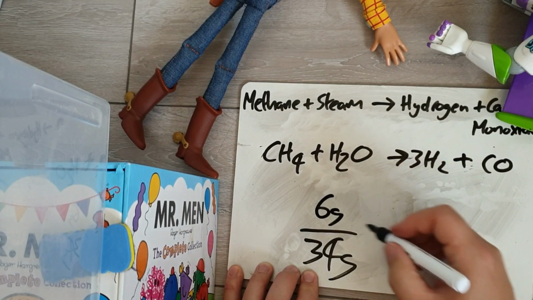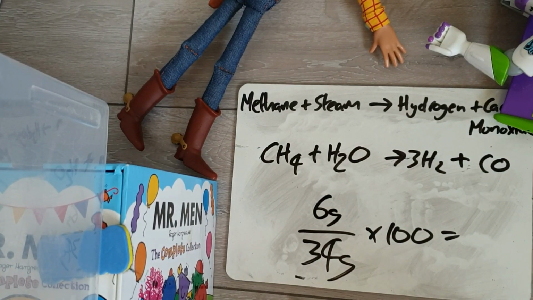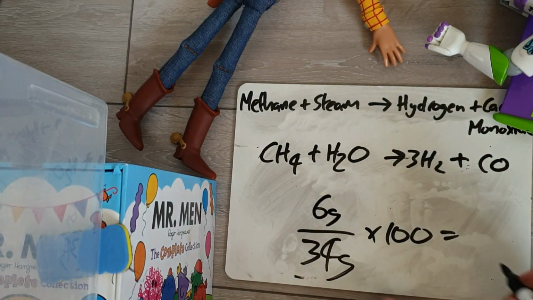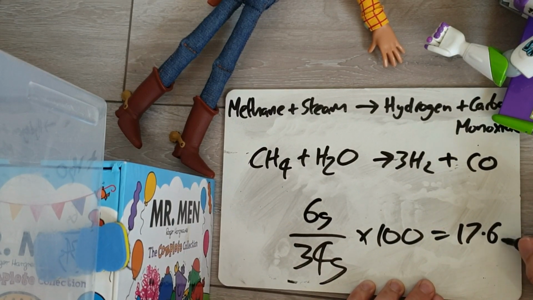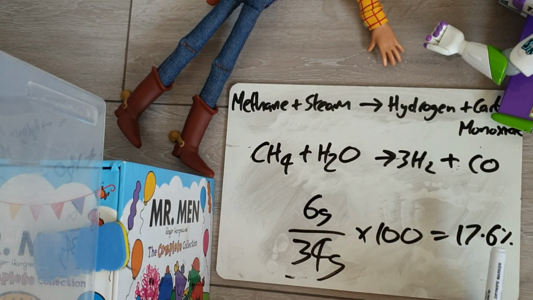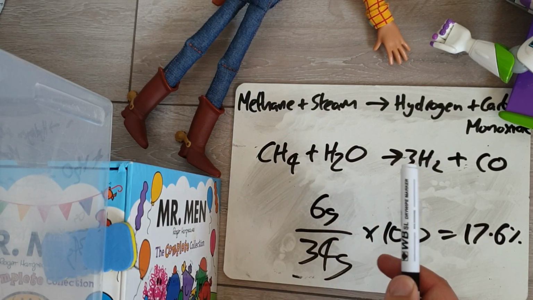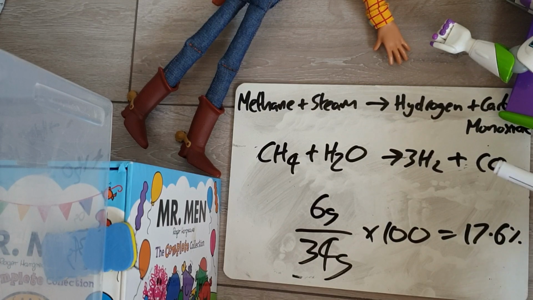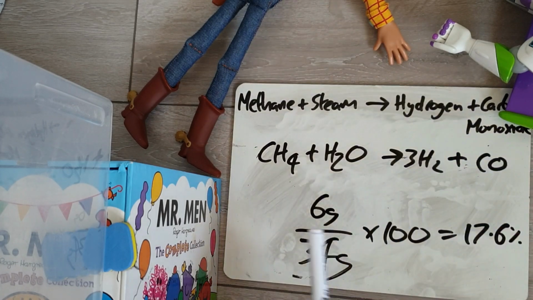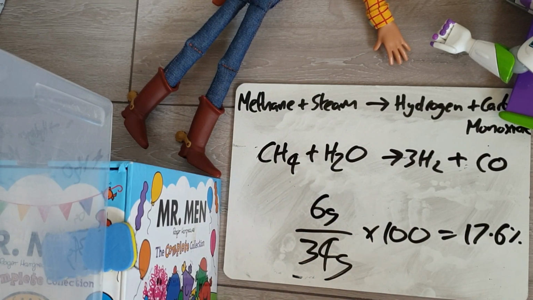of stuff. So 6 divided by 34 times 100 gives us our answer, 17.6%. So the atom economy for this reaction is 17.6%. Pretty low, because for every 34 grams you put in, you're only getting 6 grams of useful stuff. It's actually pretty tricky to improve this, because you can't find a use for carbon monoxide, and there isn't really any other way of turning methane into hydrogen. So it's just a poor atom economy for this reaction.